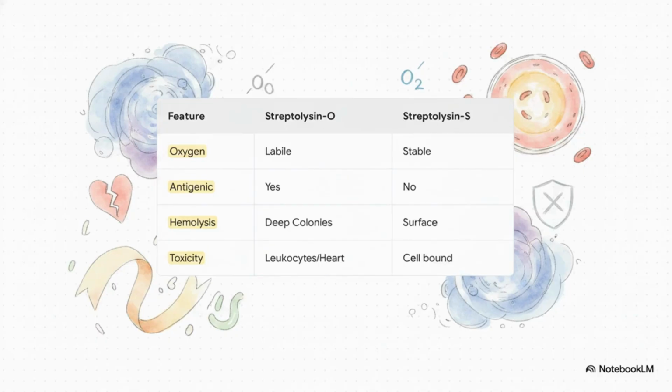Streptolysin S is oxygen stable and causes that classic beta hemolysis we see sitting right on the surface of our aerobic blood agar plates. It is not antigenic. But what's absolutely crucial here is the profile of streptolysin O. It is oxygen labile, so it only causes hemolysis in deep anaerobic colonies. More importantly, streptolysin O is highly toxic to both leukocytes and the heart, and it is strongly antigenic. As you'll see in just a moment, that antigenicity is a huge clinical clue for us.